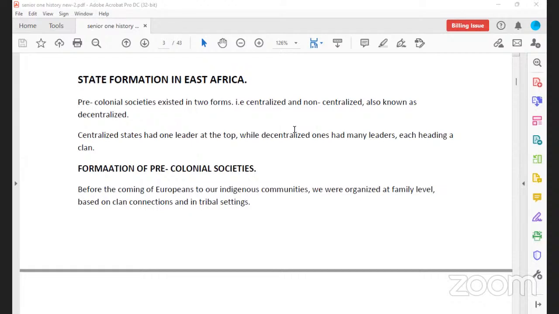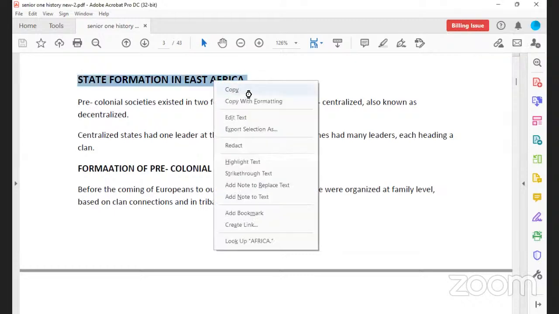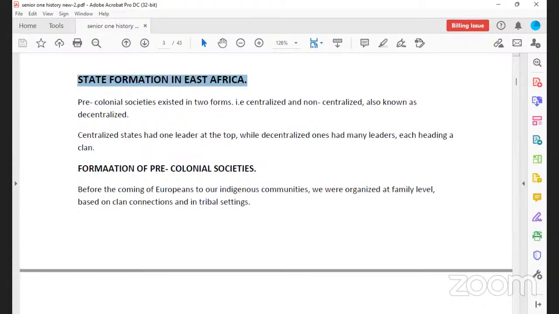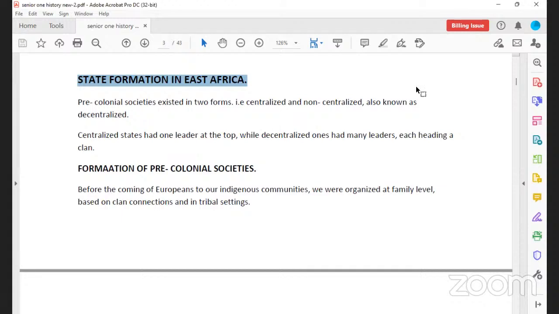So, hope you can see my screen very well. I want us to look at state formation in East Africa. What do we mean by state formation? Yes, Patel. What do we mean by state formation?